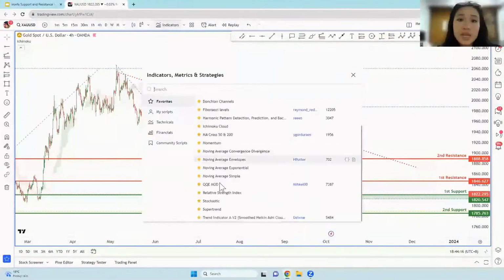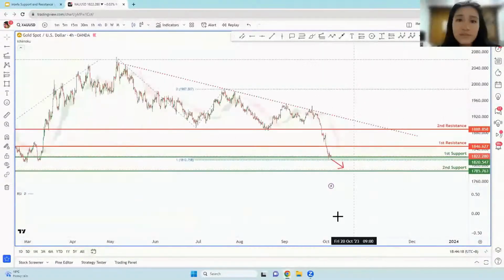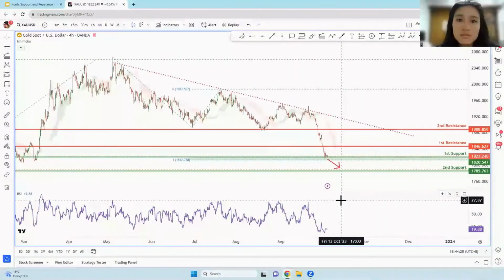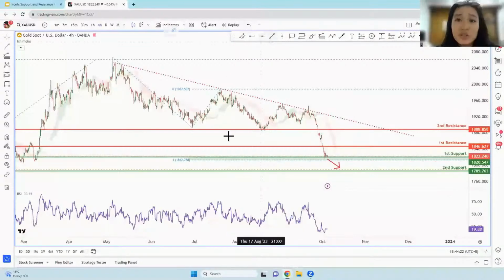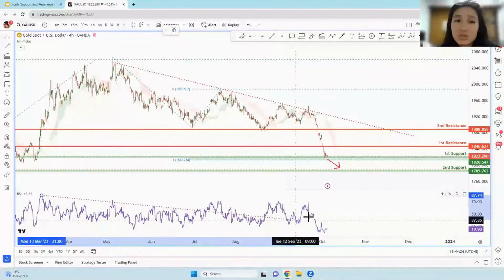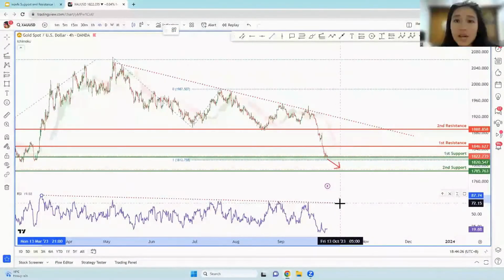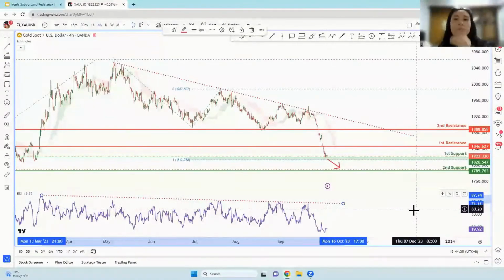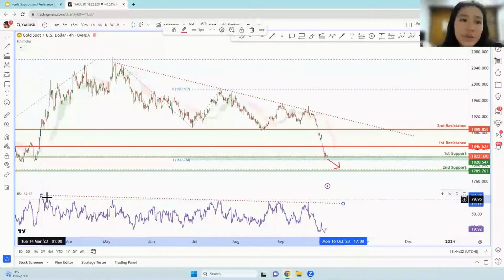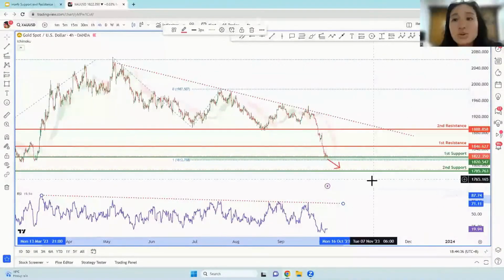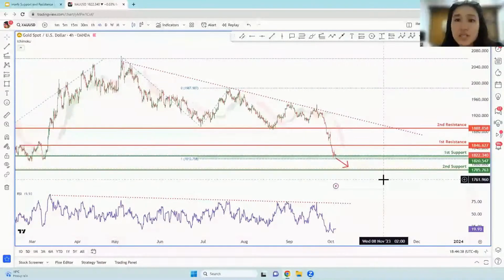Maybe we can use another indicator. Let me know in the chat what indicators you guys like to use. I like to use these three. On our RSI, we're also seeing a decreasing trend line, so it's also supporting our bearish signal here.